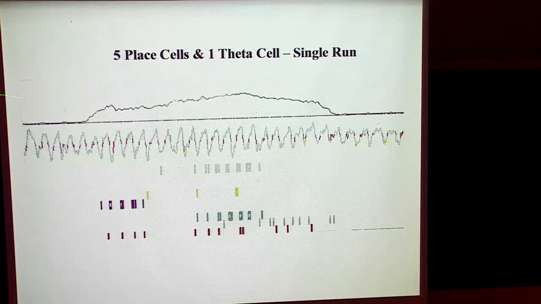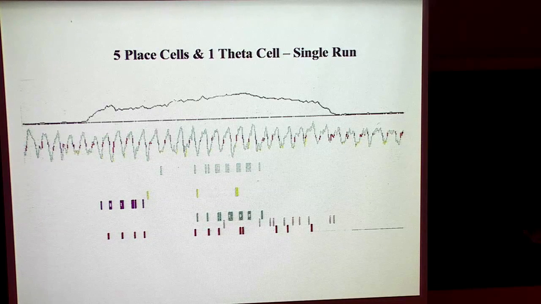So here's an example. Here's an animal running on a linear track. Here's the speed profile. Here's the oscillations. And you can see here one, two, three, four, five place cells, and then there's one of these theta cells. And the theta cell fires along the whole of the track, whereas each of these place cells, as you'd expect, fires only over a restricted portion. But you can see each one of them is going brup, brup, brup, brup, brup. And in fact, you can already see that the firing rate tends to be low at the ends of the fields and then ramp up to a peak in the middle.